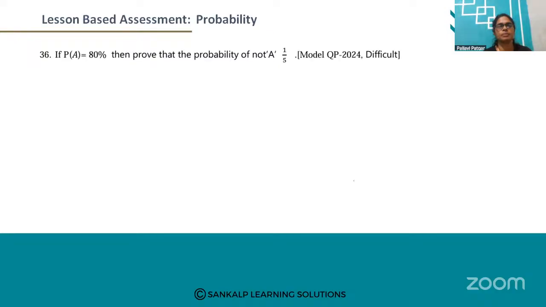Look at the question number 36. If P of A, probability of an event, is equal to 80%, then prove that the probability of not A is equal to 1 by 5. The probability of an event and the probability of not event A is always equal to 1.